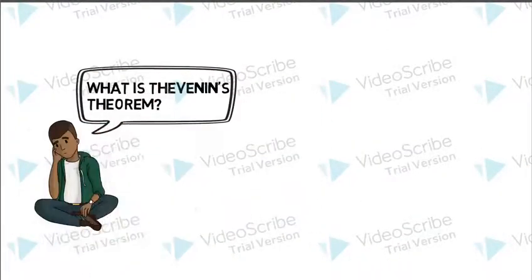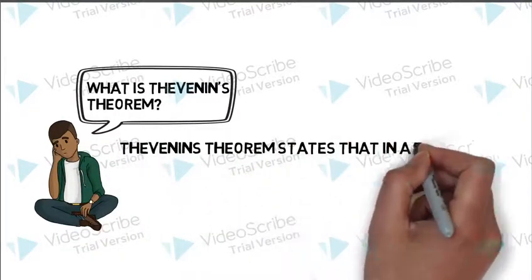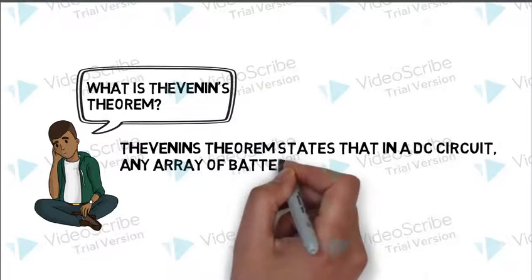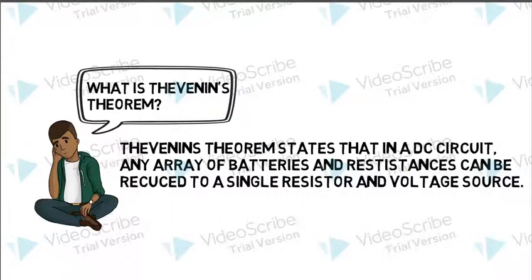So what exactly is Thevenin's theorem? The theorem states that any combination of power sources and resistances can be reduced to a simple circuit consisting of one voltage source and one resistor.